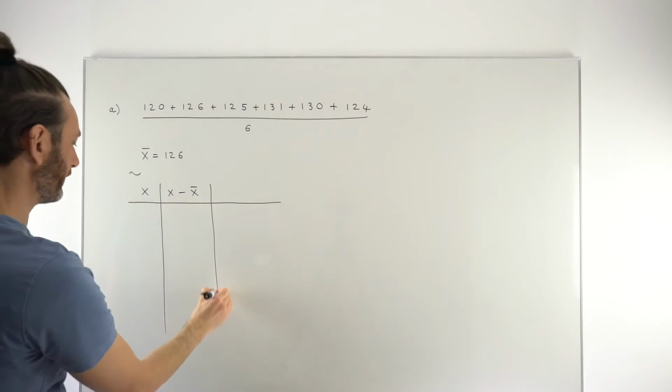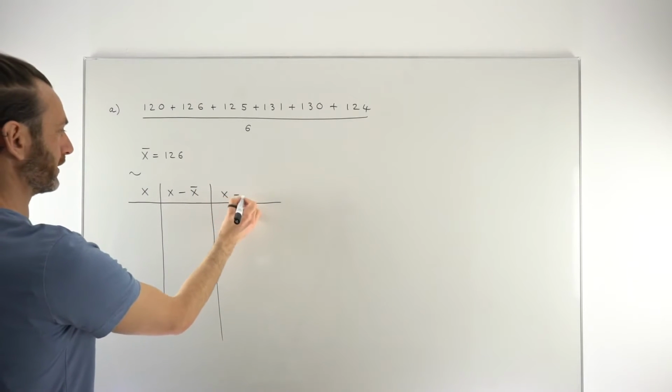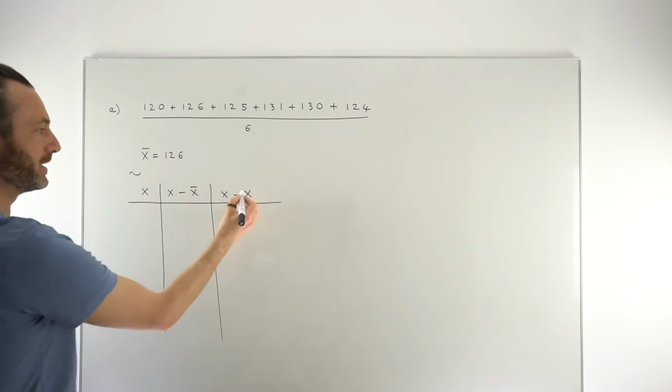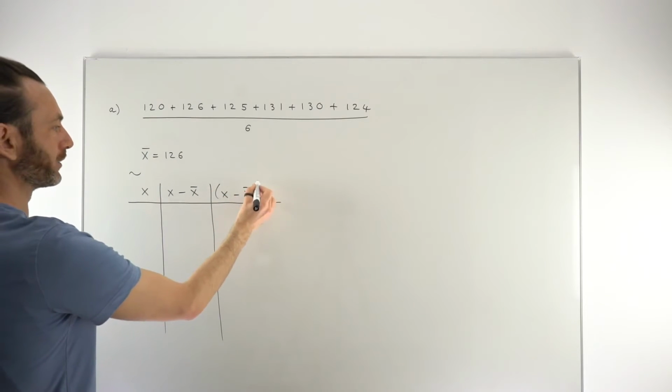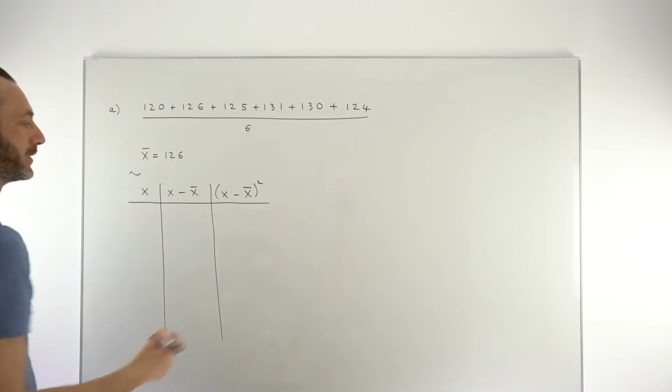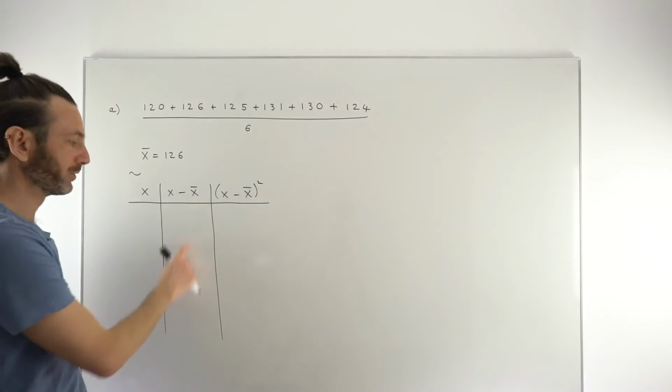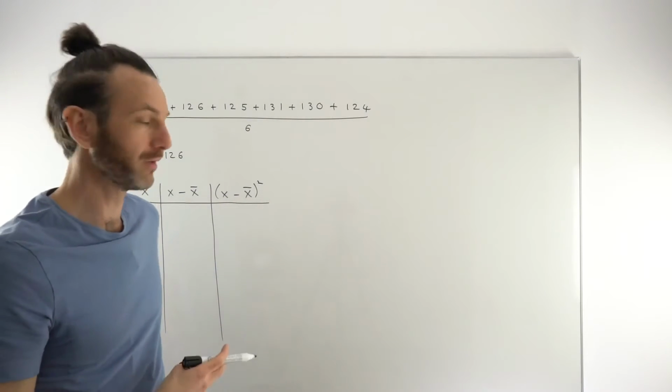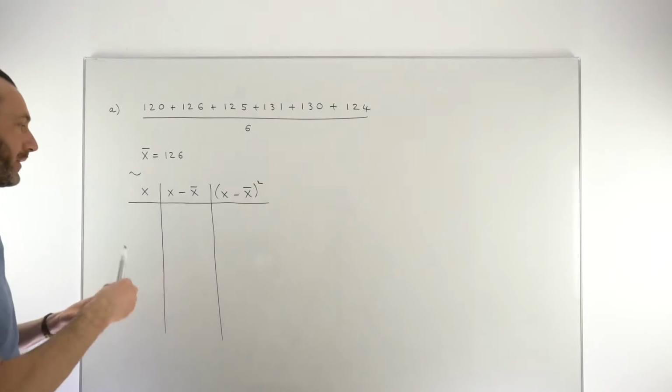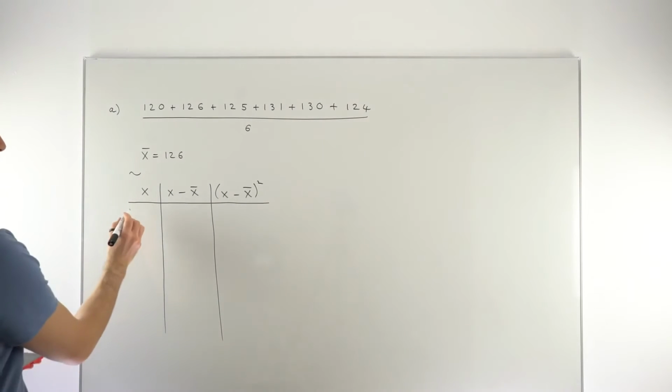And then in the final column, we're doing x minus x bar, so the number we've generated here, and then all of that squared. We're just squaring to compensate for the fact that some of these will come out to be negatives. We want to turn them all positive, and that's really all that we do with the squaring part. So we're going to go ahead and put in the numbers.